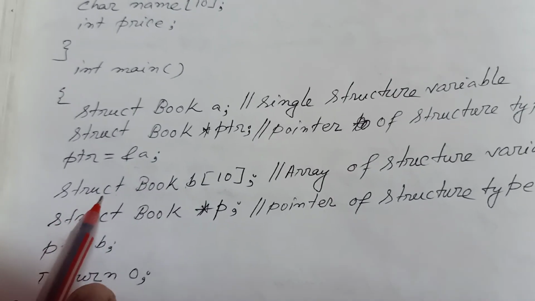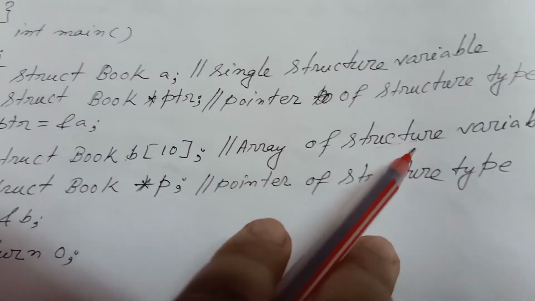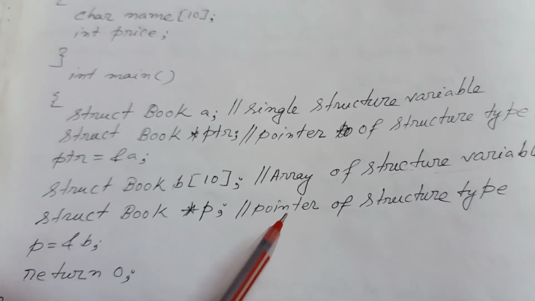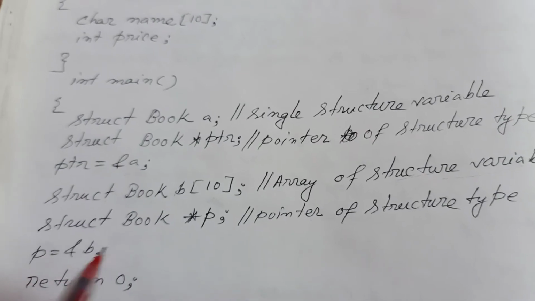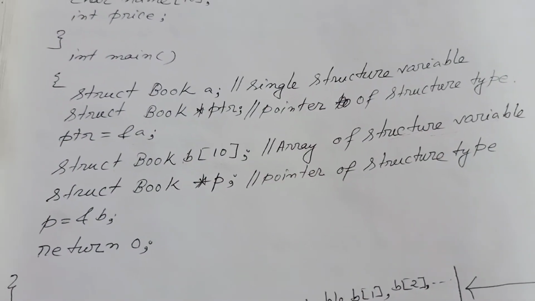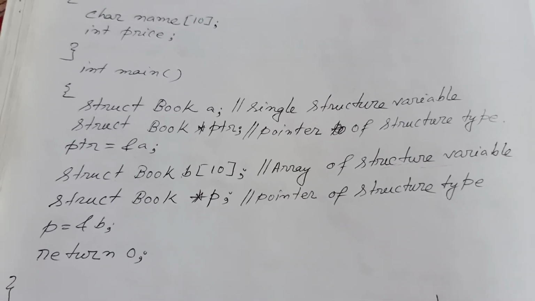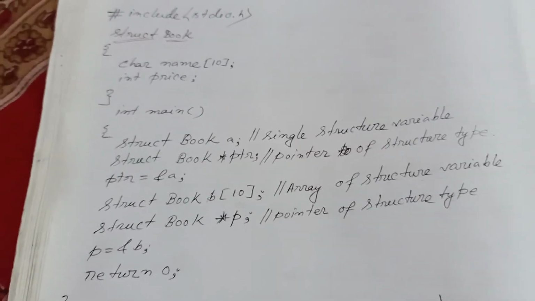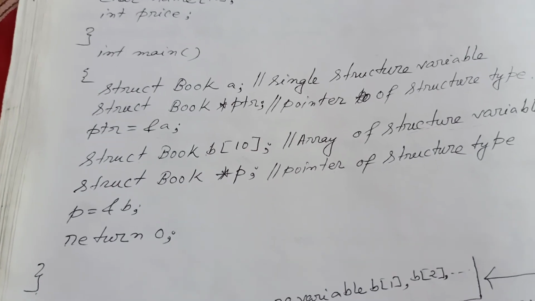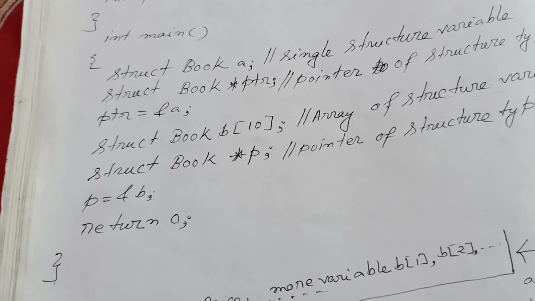Now struct book B[10], this is the array of structure variables. Now struct book *P, a pointer to structure type. Now P equal to &B. So here for the structures, A and B are the variables which contain the name of the book and its price value too. So we are using a pointer to an array of structure to display the value of the book. Now return 0.